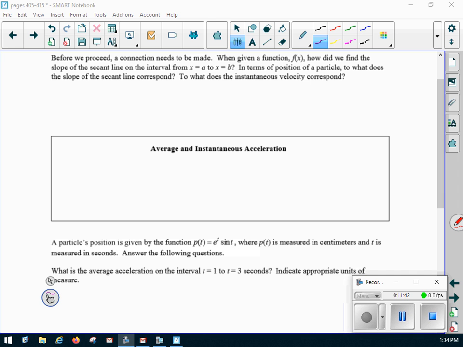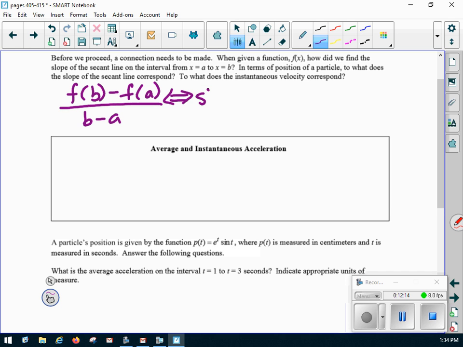Before we proceed, and this is the question you asked. When given a function f of x, how did we find the slope of the secant line from x equal a to x equal b? How did we find the slope of a secant line? So what did we do? F of b minus f of a over b minus a. This is the slope of the secant line.